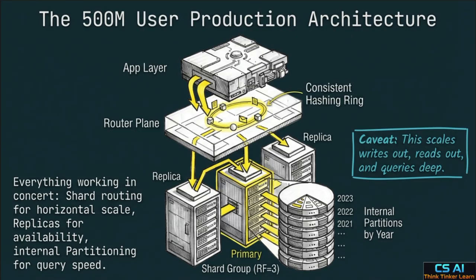Here is the 500 million user architecture in practice. It's everything working in concert. Consistent hashing on the router plane for horizontal scale, replicas for availability, and internal partitioning by year for query speed. It's a multi-layered approach. It scales writes out, reads out, and queries deep. This is how the giants do it.